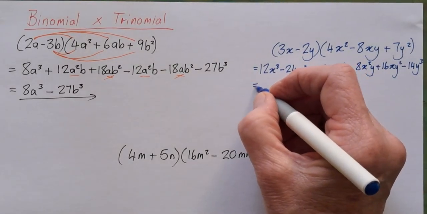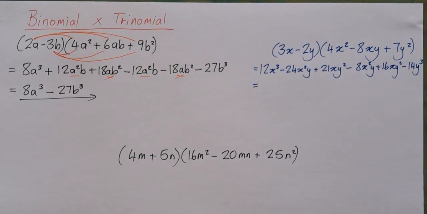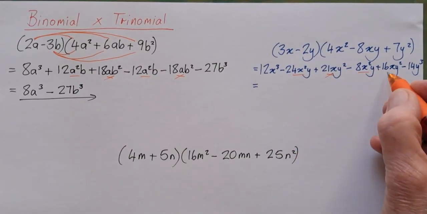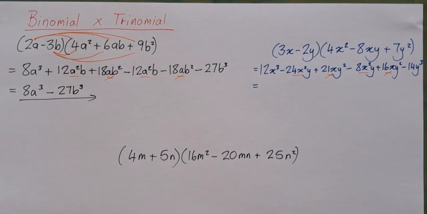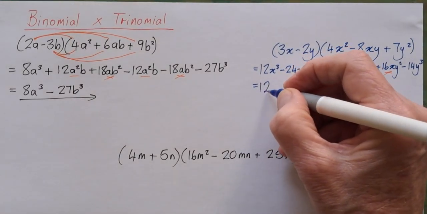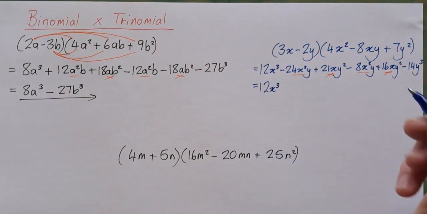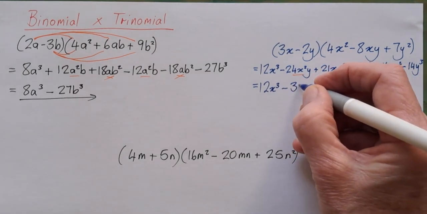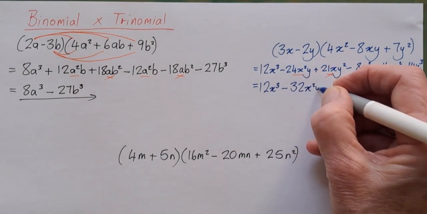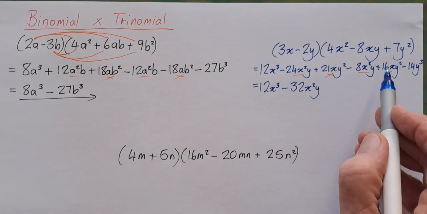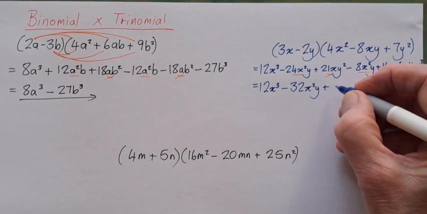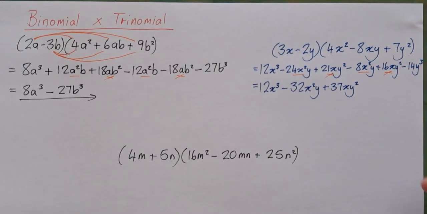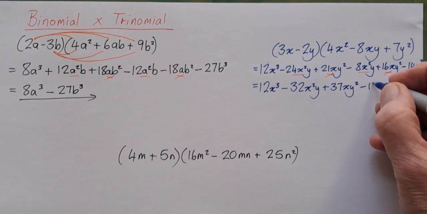Right, so have we got like terms? X squared y, x squared y, xy squared, xy squared. So my 12x cubed is going to stay as it is. Negative 24 minus 8 is negative 32x squared y. 21 plus 16 is going to give me positive 37xy squared, and that term is going to stay exactly as it was.